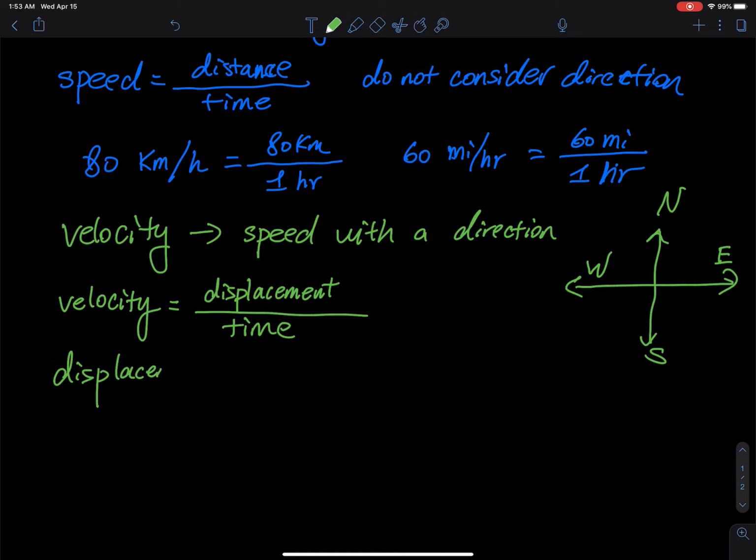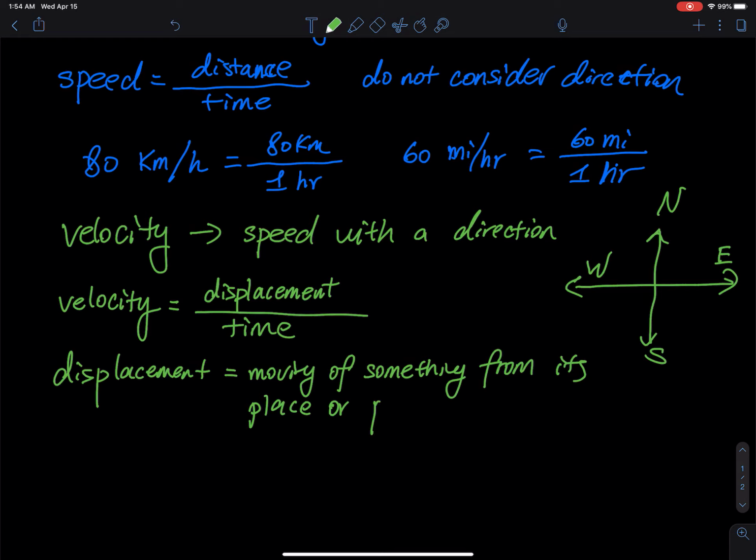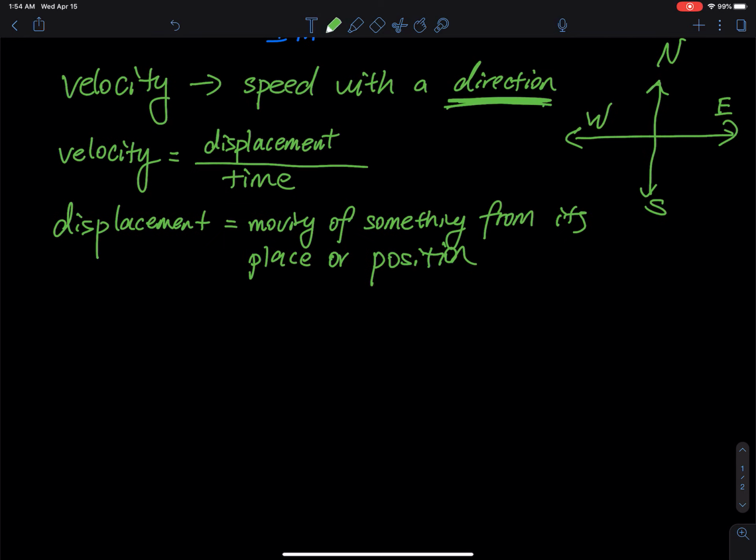Displacement is the moving of something or an object from its place or position. So in velocity, we have to consider the direction. So let me give you a very simple picture. So let's say this is your home. Okay, this is your home, and then this is school.